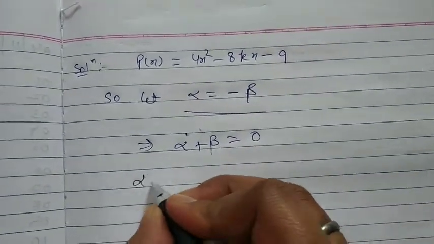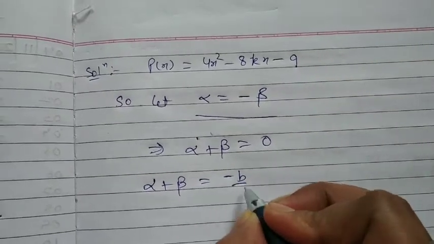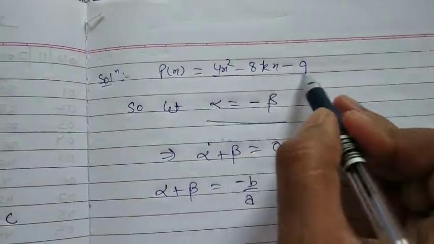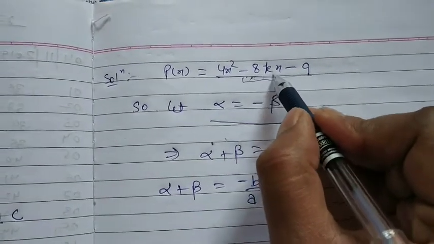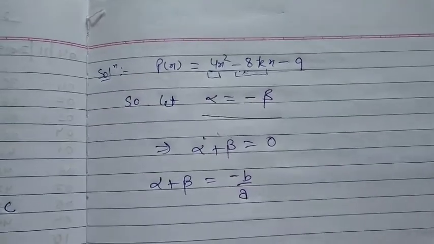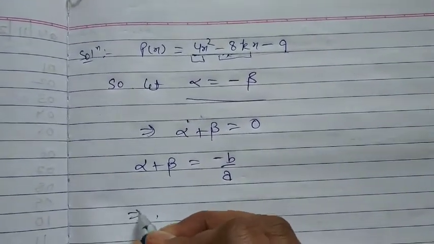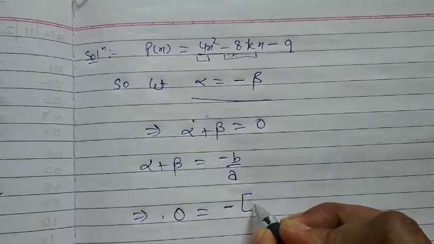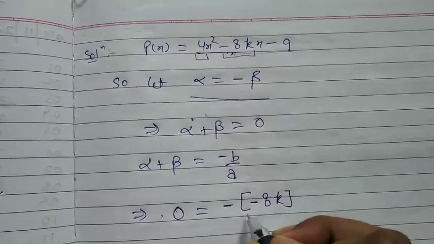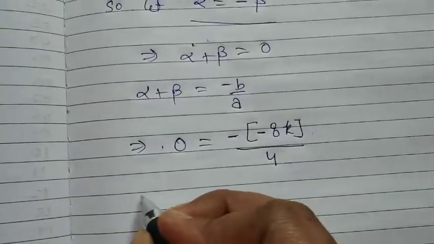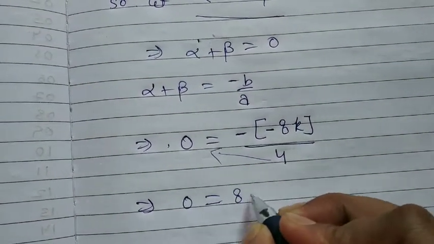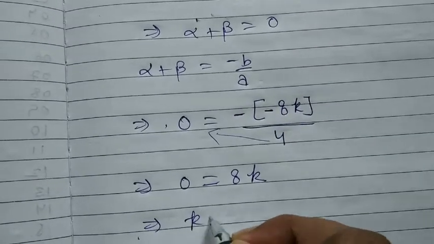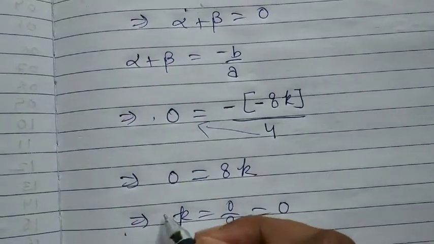We also know alpha plus beta is equal to minus b by a. In this polynomial the value of b is minus 8k and the value of a is 4. So alpha plus beta, that is 0, will be equal to minus, value of b is minus 8k, and the value of a is 4. On cross multiplication this will be 0 equals 8k, and simply the value of k will be 0 by 8, that is nothing but 0.